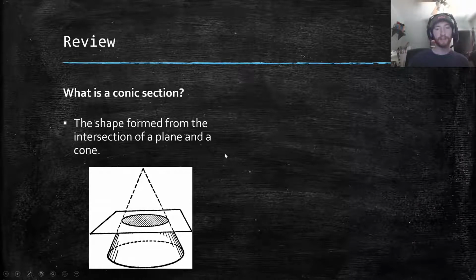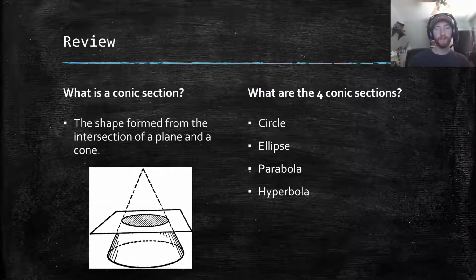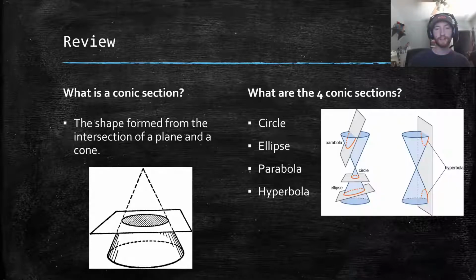Now our next question is going to be, what are the four conic sections? Hopefully you guys all got this one right. We have our circle, we have our ellipse, we have our parabola, and we have our hyperbola. And as you can see here, once again, these are the different orientations of the planes that intersect the cone to form the different shapes: circle, ellipse, parabola, and hyperbola.